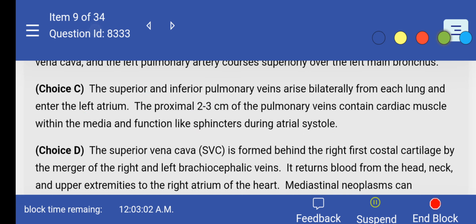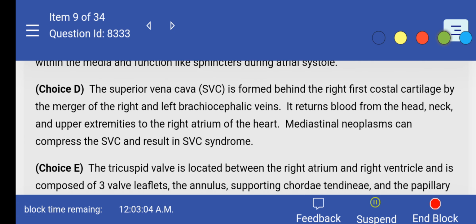The superior vena cava is formed behind the right first costal cartilage by the merger of the right and left brachiocephalic veins. So they would combine. They mean to say the right and left brachiocephalic veins would combine. They would drain into the superior vena cava.